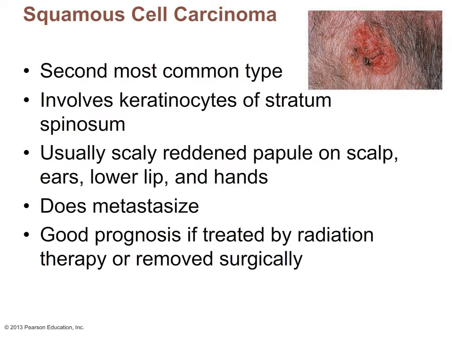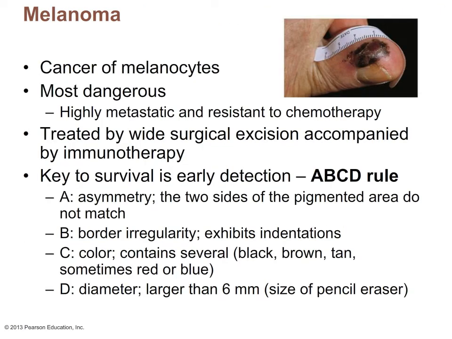Squamous cell carcinomas are usually very scaly and reddened in appearance, and they tend to occur most frequently on the scalp, the ears, the lower lip, and also the hands. Now, unlike basal cell carcinoma, these do have a higher potential to metastasize or spread out of the immediate region. However, the patient will have a good prognosis if the tumor is detected early and treated by radiation therapy or removed surgically.